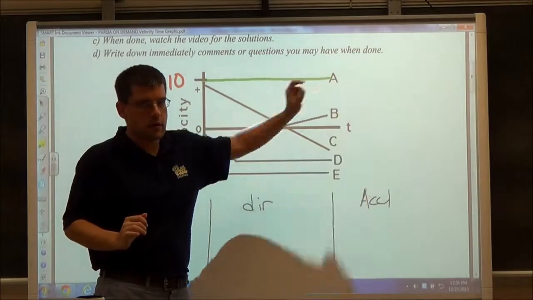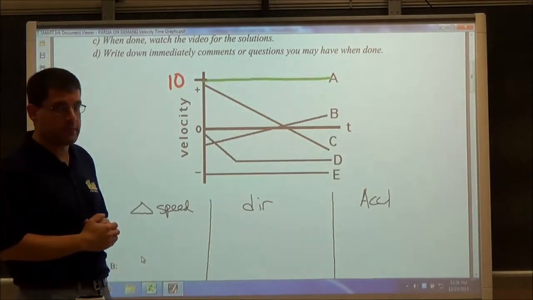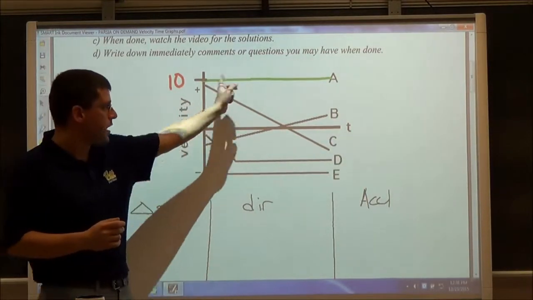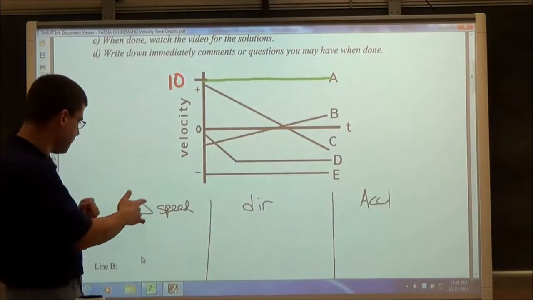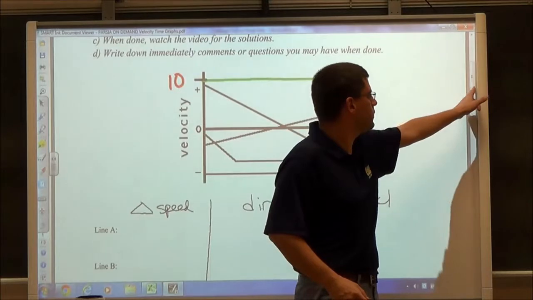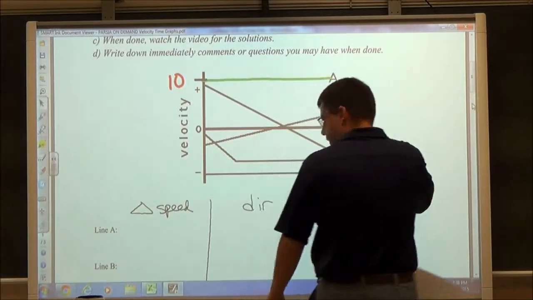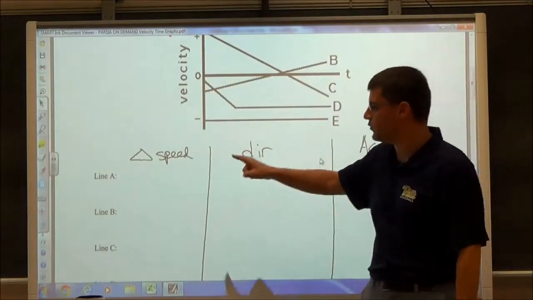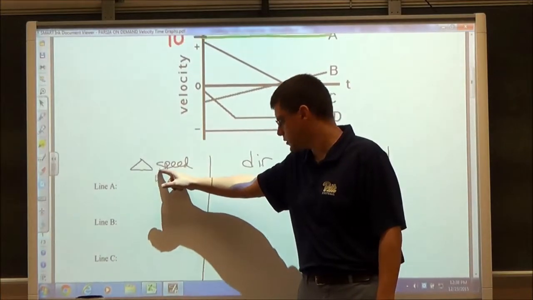Object A is going at a constant velocity in the positive direction because we're in that top quadrant. So let's fill in the data. Is there a change in speed right here? Does A show a change in speed? So no, you write 0.